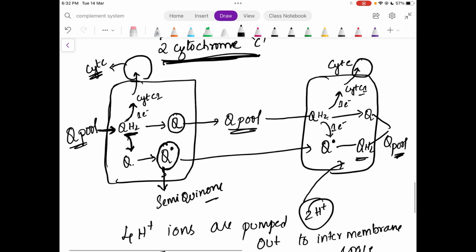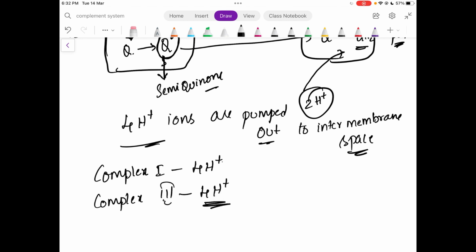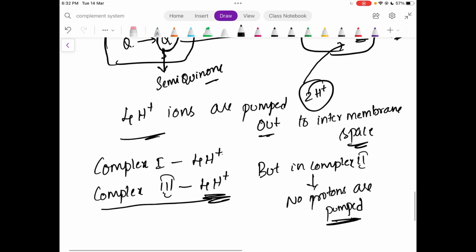Okay, in complex 1, we are transporting 4 H plus ions out. Okay, 4 protons out, and in complex 3 we are transferring 4 H plus ions. But in complex 2, no protons are pumped out. Okay, no protons are pumped.